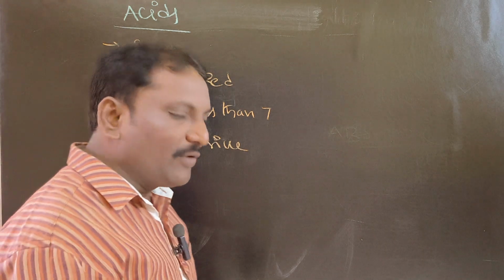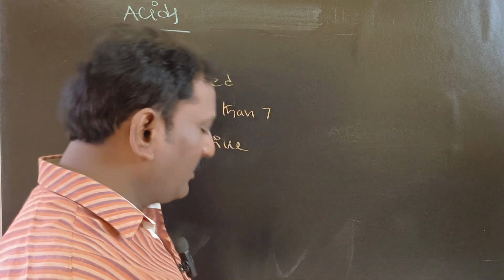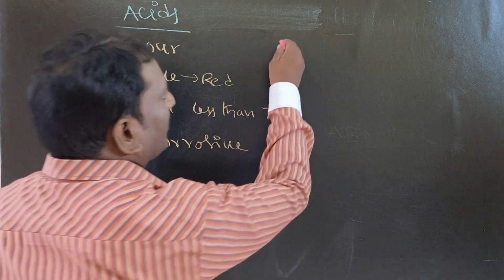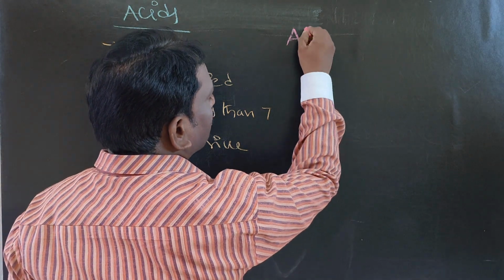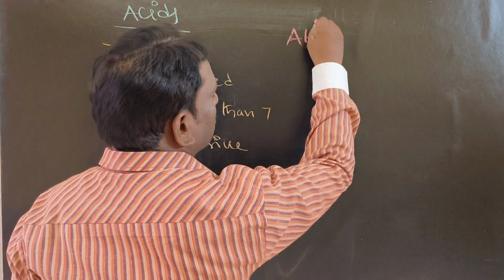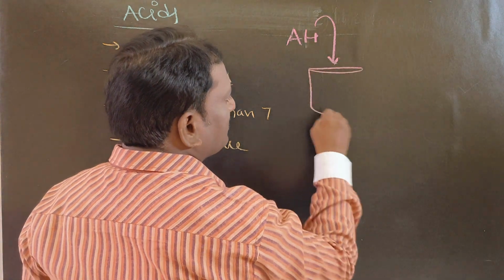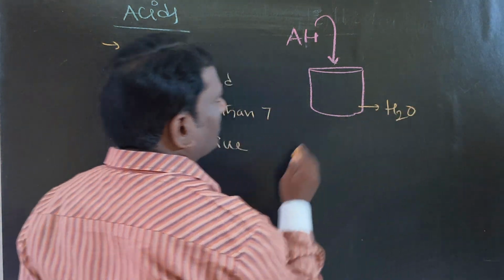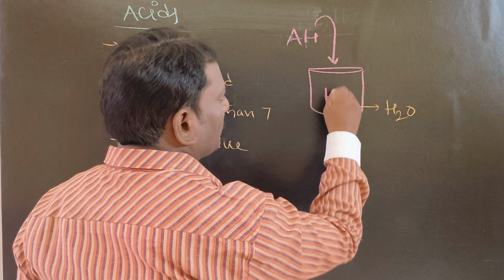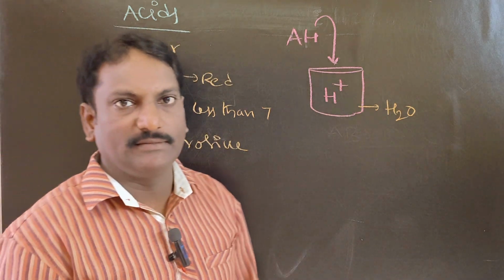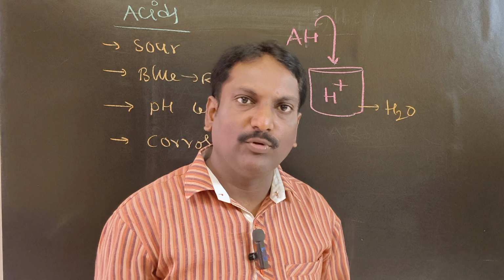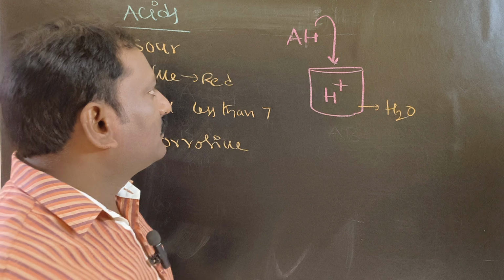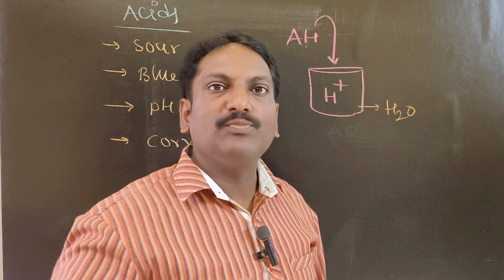Then what is the exact definition of acid? According to chemistry, acid is nothing but a chemical substance which produces H plus ion in water. Acid is a chemical substance which produces H plus ion in water. Generally, acids are sour in taste, turn blue litmus to red, have pH less than 7, and are corrosive in nature. Not only that, being acid, they must produce H positive ion in water.